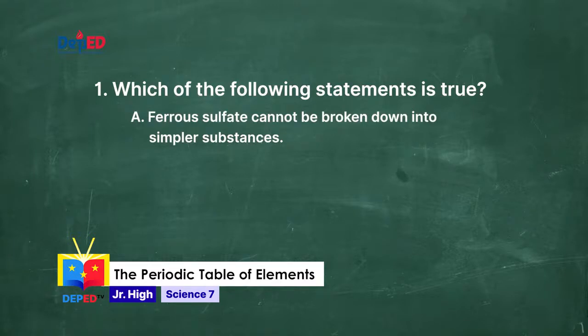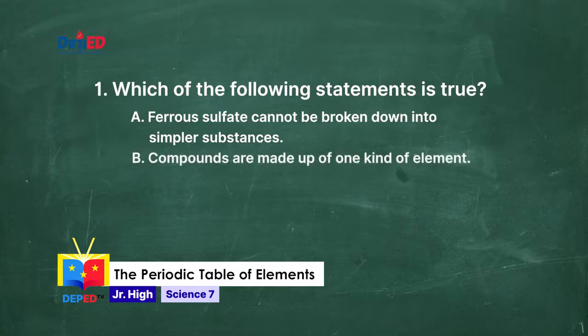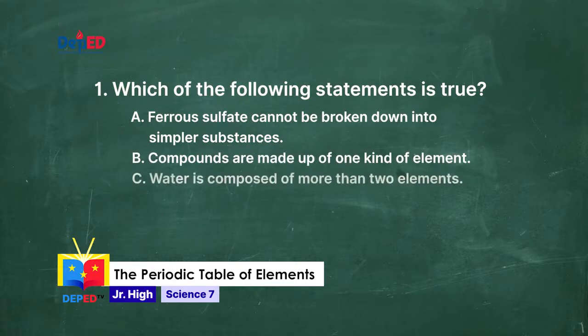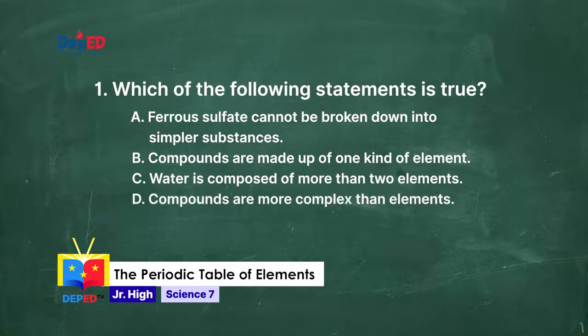A. Ferrous sulfate cannot be broken down into simpler substances. B. Compounds are made up of one kind of element. C. Water is composed of more than two elements. D. Compounds are more complex than elements.